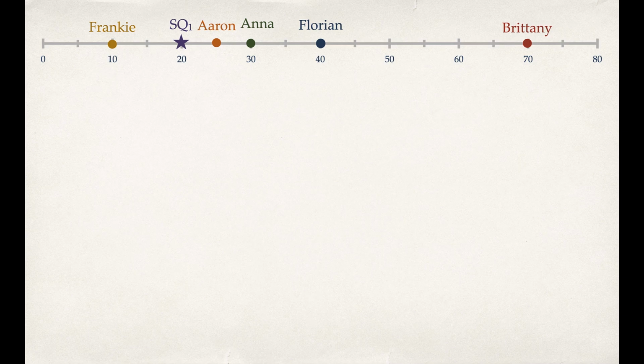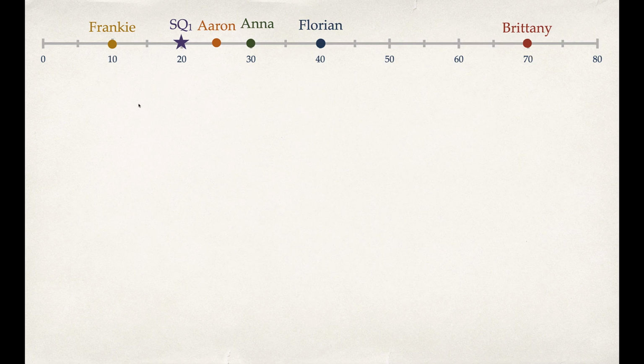So I'm going to go through this elaborate example of the median voter theorem to demonstrate it so that you can see the internal logic of why there is a median voter theorem, without doing the proof. So here's our set of voters: Frankie, Aaron, Anna, Florian, and Brittany. These are their ideal points. Frankie's ideal is 10, Aaron's is 25, Anna's is 30, Florian's is 40, and Brittany is at 70.